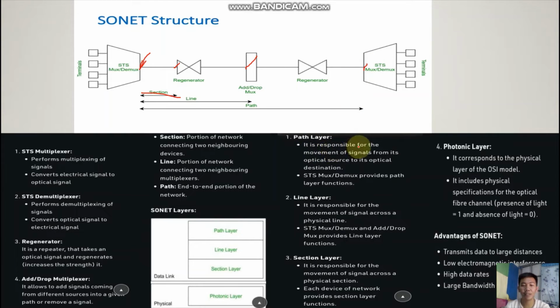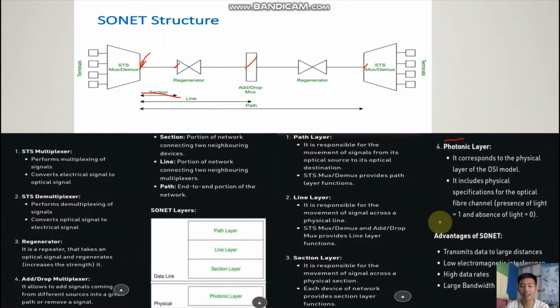The path layer is responsible for the movement of signals from its optical source to its optical destination. The line layer is responsible for the movement of signal across a physical line. STS mux and demux and add and drop multiplexer provide line layer function. The section layer is responsible for the movement of signal across a physical section. Each device of the network provides a section layer function. The photonic layer corresponds to the physical layer of the OSI model. It includes physical specifications for the optical fiber channel. Presence of light is equal to 1 and absence of light is equal to 0.